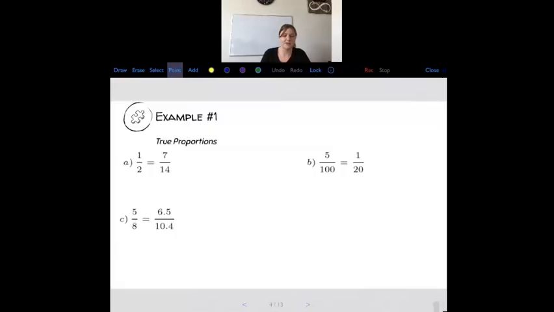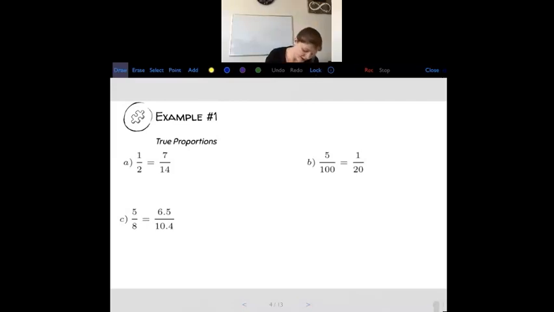Okay, so example 1, determining true proportions. There's a few ways to do this, so I'll talk about how to do that. Okay, so first, 1/2 equal to 7/14. You might know that 7/14 is the same as 1/2, so this would be a true proportion.